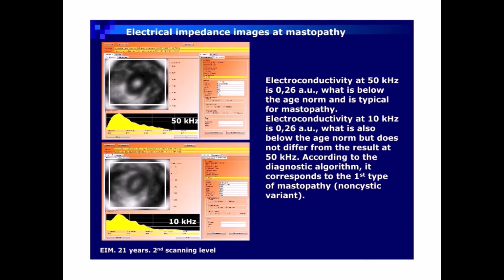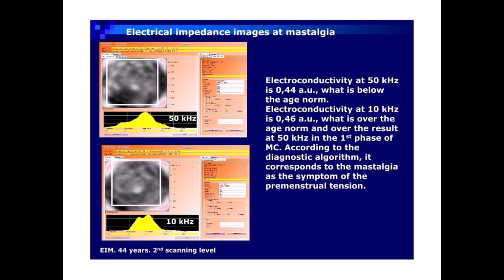Second scanning level. Electrical impedance images at mastalgia. Electroconductivity at 50 kHz is 0.44 AU, which is below the age norm. Electroconductivity at 10 kHz is 0.46 AU, which is over the age norm, and over the result at 50 kHz in the first phase of MC. According to the diagnostic algorithm, it corresponds to mastalgia as the symptom of the premenstrual tension. Image showing EIM. 44 years.